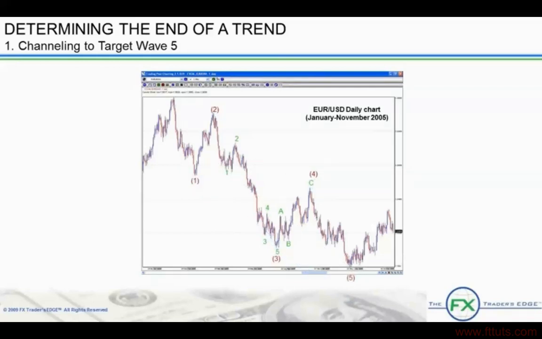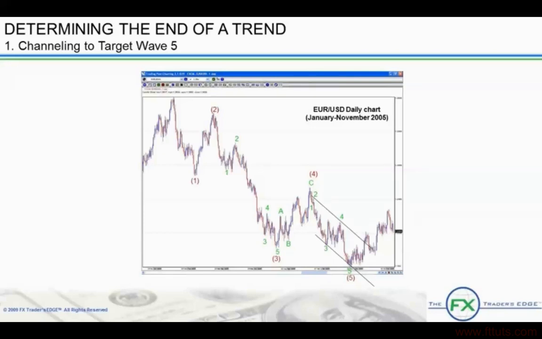The Euro-USD internal target for wave 5 can be calculated using the same channeling technique, but for the subwave 5 of the 5-wave sequence. Start by connecting waves 2 and 4 tops. By drawing a parallel line off the bottom of wave 3, you can see that subwave 5 falls exactly at the base of the channel. Hence, channeling the internal subwave 5 told us that the entire 5-wave sequence was nearing an end at that stage.